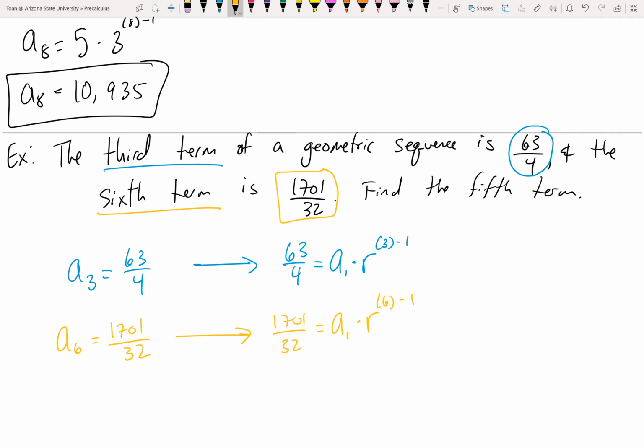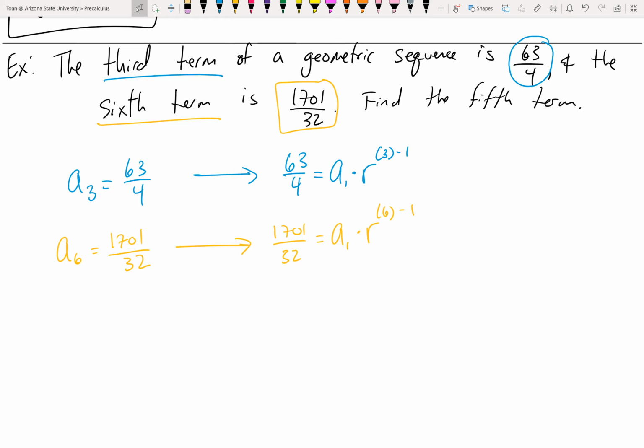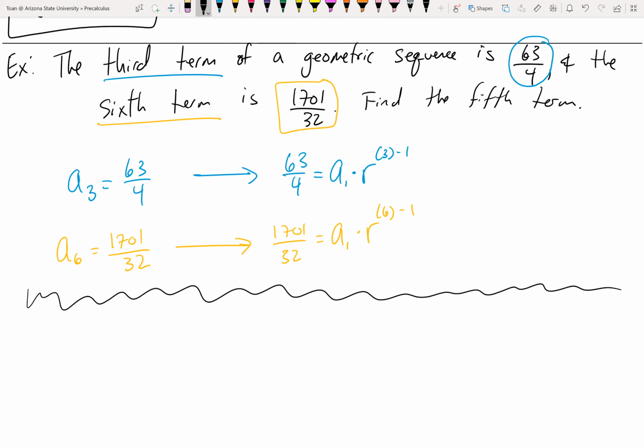And the idea is that you can translate that into an equation, and then you can solve this system of equations. Now this is a system of non-linear equations because you have exponential expressions in there. But the technique is you take these two equations, divide them out so the a sub 1 cancels, and then you can solve for r. That is the standard, traditional way of doing it, and it's a perfectly fine method. But just like with arithmetic sequences, if you understand the structure, if you understand the logic of it, we don't need to do this.